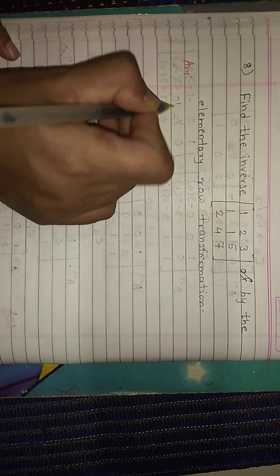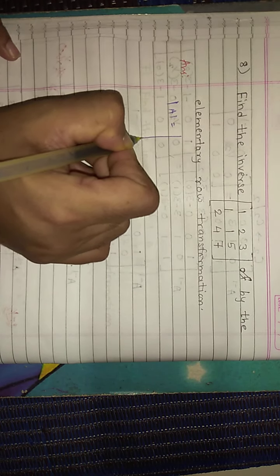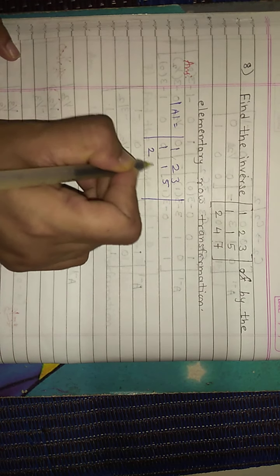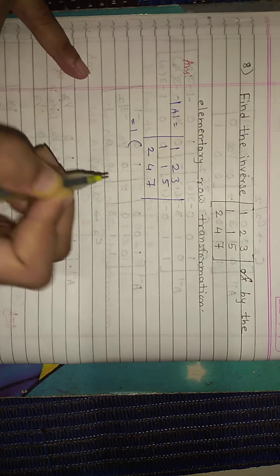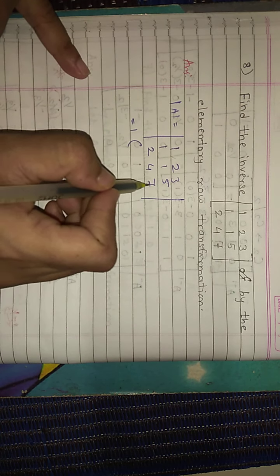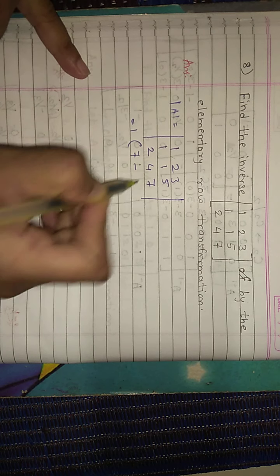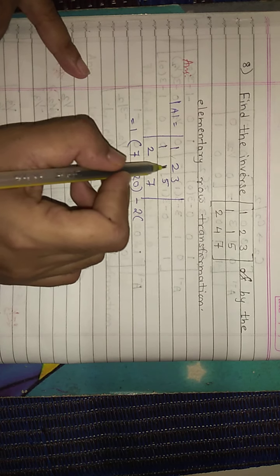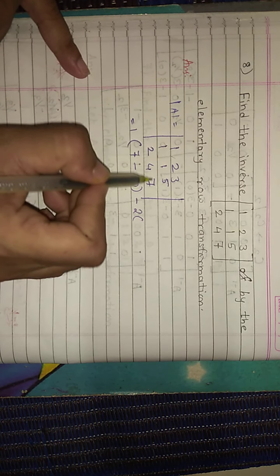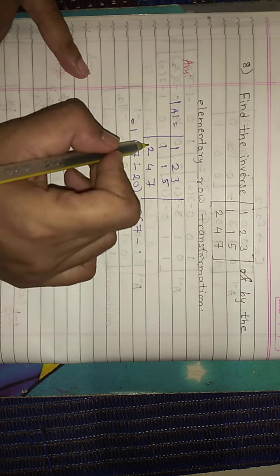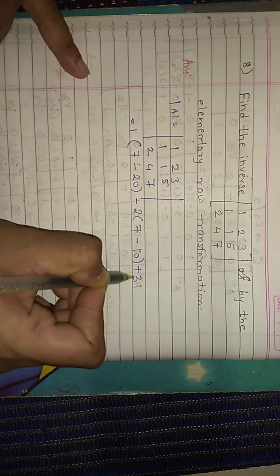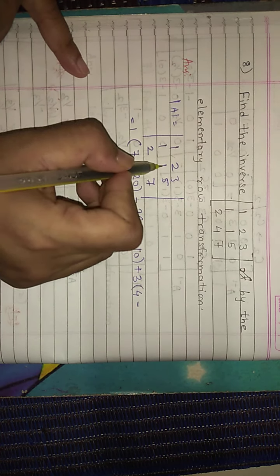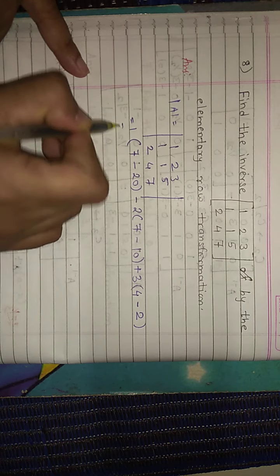So first we check the determinant of this matrix: 1 2 3, 1 1 5, 2 4 7. First element 1, first row and first column we delete. 1 into 7, 7, minus 4 into 5, 20, bring the minus sign, 2. Next row and column we remove. 1 into 7, 7, minus sign, 5 into 2, 10, plus 3. Remove the row and column. 1 into 4, 4, minus sign, 2 into 1, 2, is equal to 1.